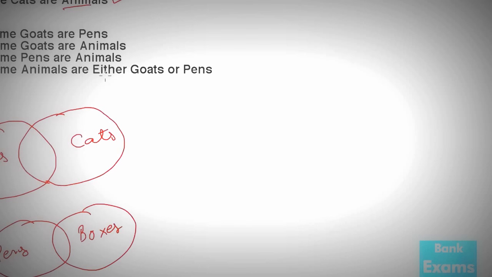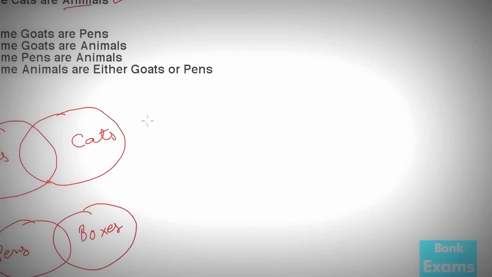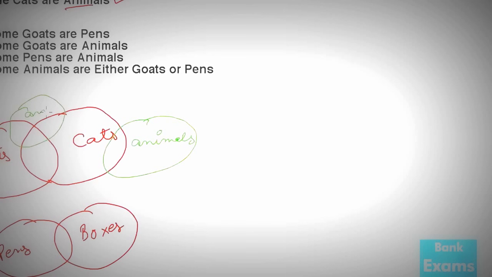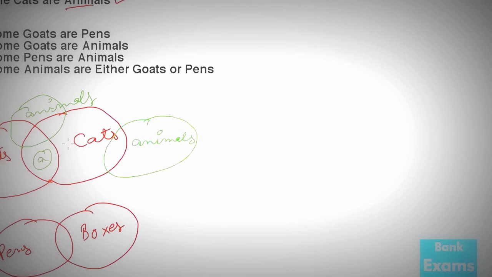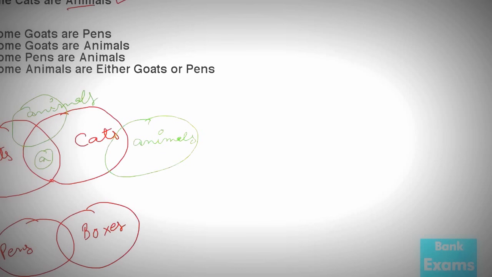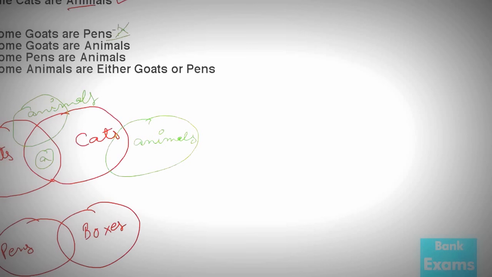Now we will draw all the possibilities for the animals. Some cats are animals. So it can be something like this for animals, or it can be like this for animals, or it can be like this again. So there are these three possibilities. Now let's move on to the conclusions. Some goats are pens. There is no relation between the goats and pens. So this one is false.